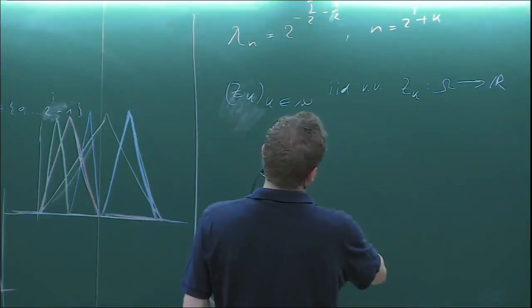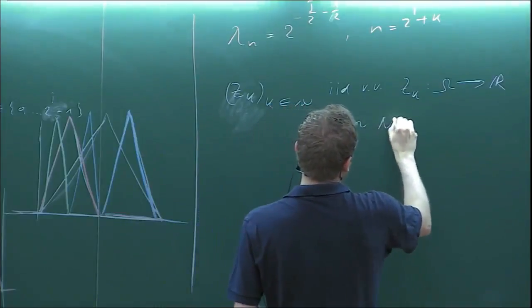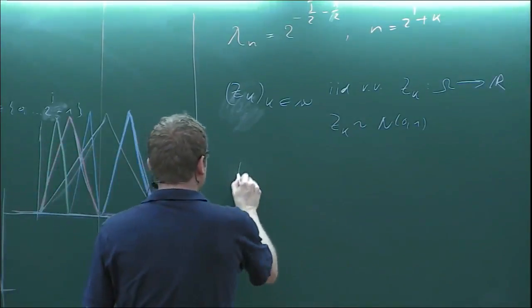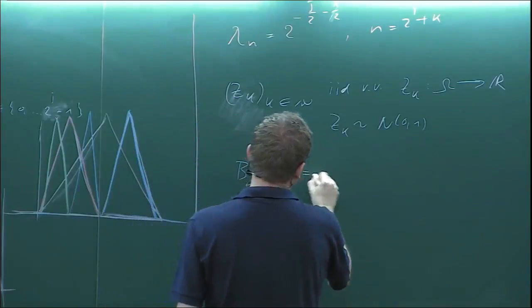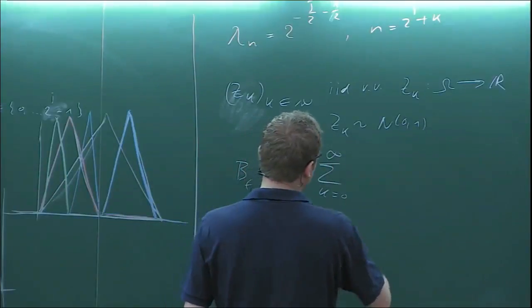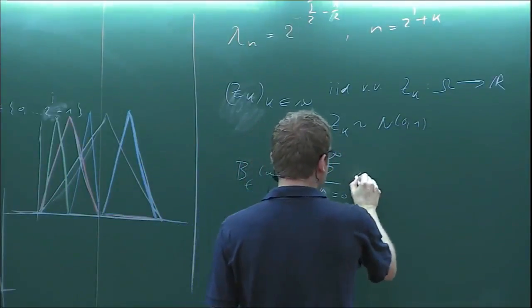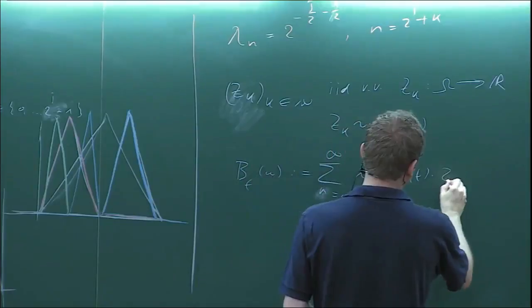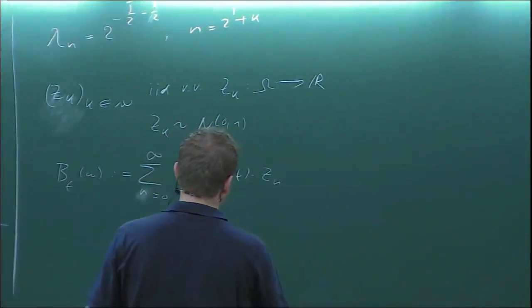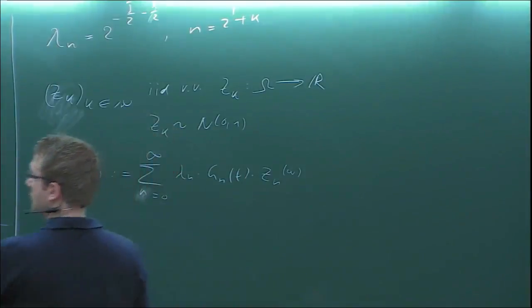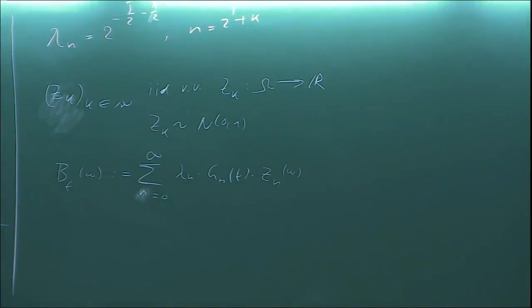And the distribution is standard normal. Zeta k is standard normal. So we can now define Brownian motion, Bt of omega, in the following sense. It is nothing but the sum over n from 0 to infinity of lambda n times gn of t times zeta n of omega. So what we do is we sum up all those functions, but in a special way.